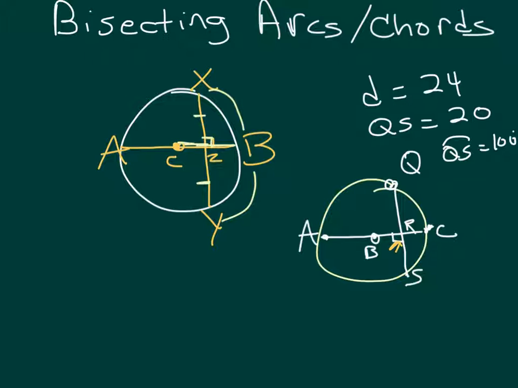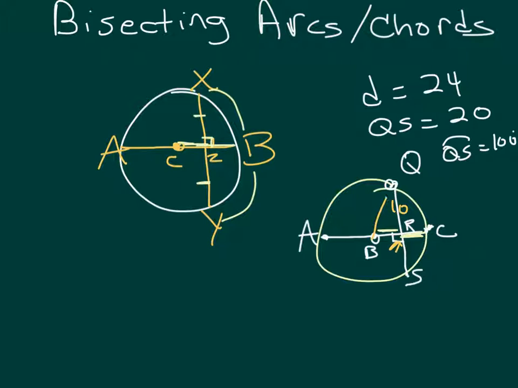But more often than not, they're going to ask you about another piece, like maybe the length of BR or maybe RC. Let's say they want to know how long this piece RC is. Well, in order to get that, we've got to figure out this piece over here, because those two pieces together are both parts of the radius. So I've got to try to see what I know. I know that QS the whole way is 20, so halfway is 10. So I can put that 10 in there.